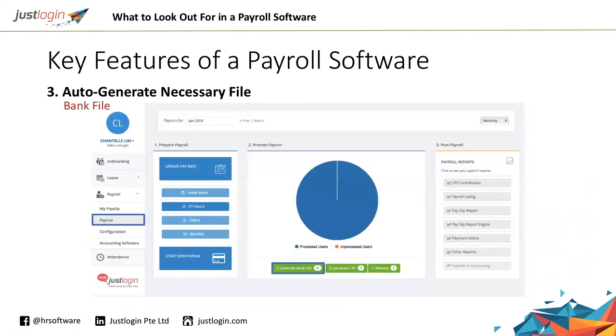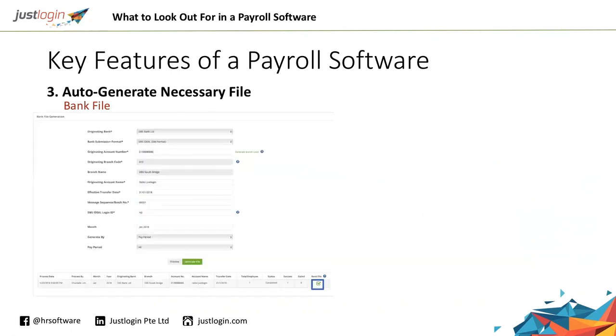Next, of course, you can generate the bank file. The payroll software consolidates all the pay information into one single file for you to upload to your respective internet banking. We support all the major banks in Singapore, but please make sure which GIRO format you are currently using with your banking account. Just to show, this is an example of the DBS file for you to upload in your internet banking.